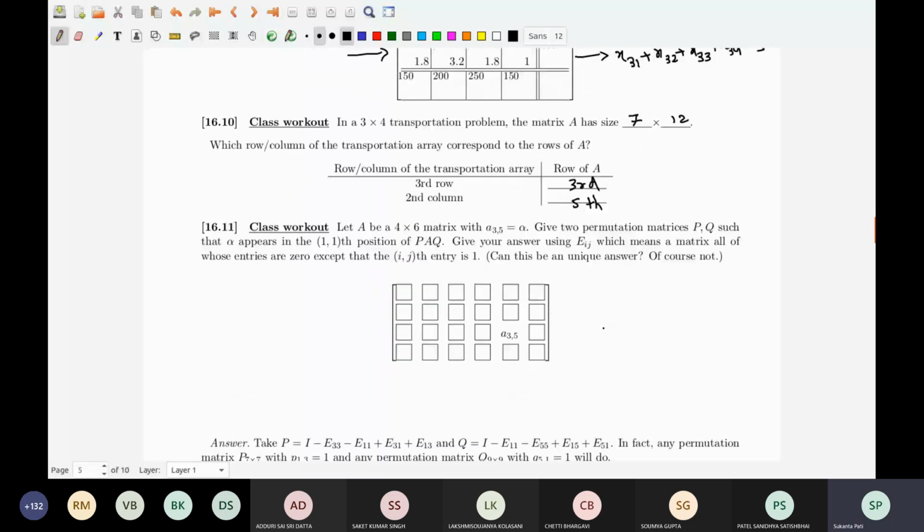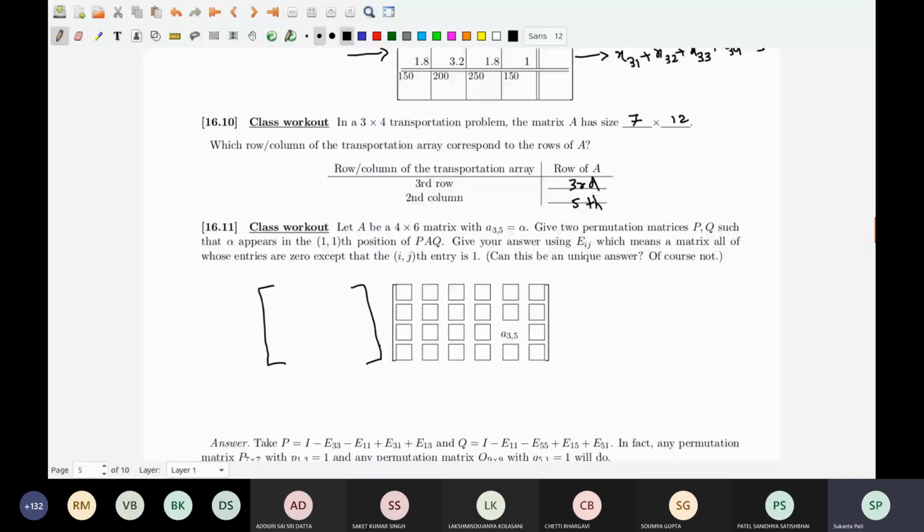One more thing we need to observe. Suppose that I have a 4x6 matrix, and I have highlighted the 3,5 entry. I want to bring that entry to the 1,1 corner, the top left corner, by doing some row and column permutations. So what permutation matrices? If this matrix is A, I want to multiply a permutation matrix on one side and a permutation matrix over here.